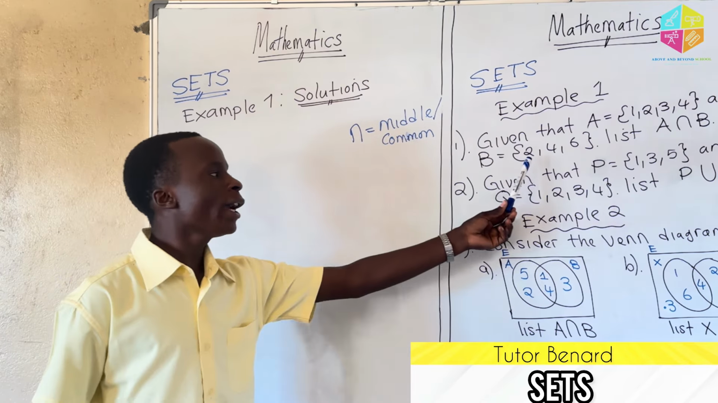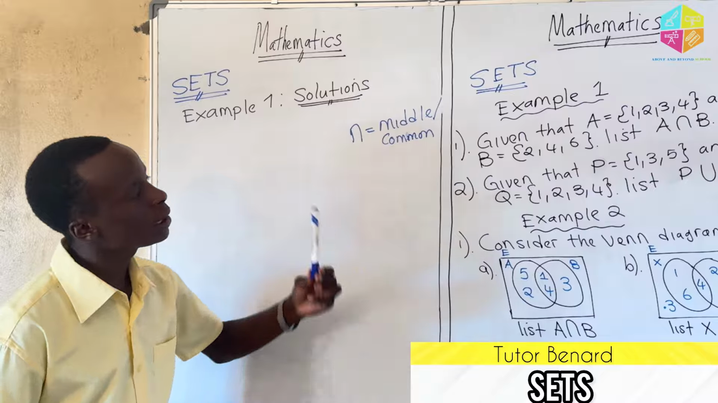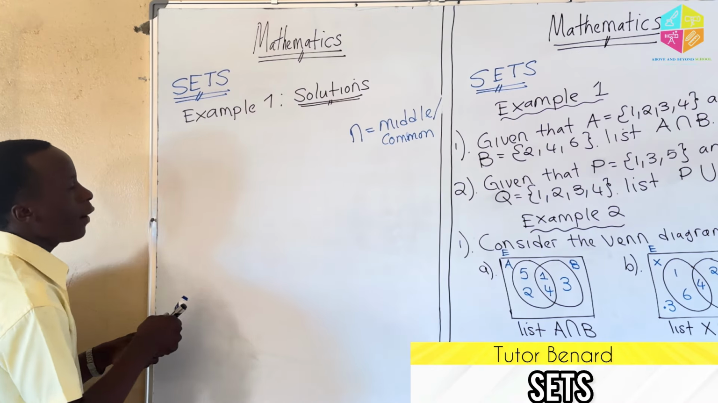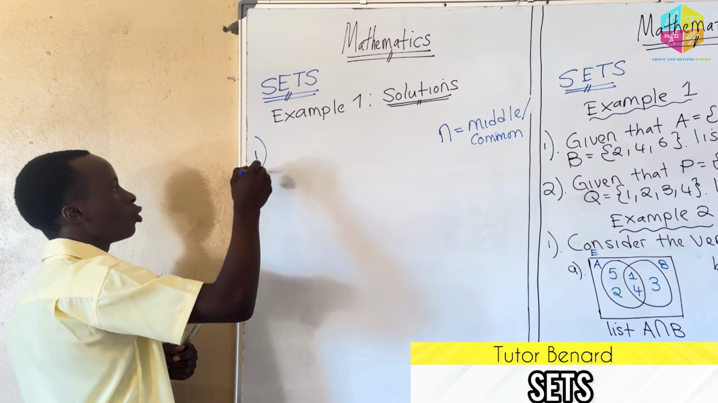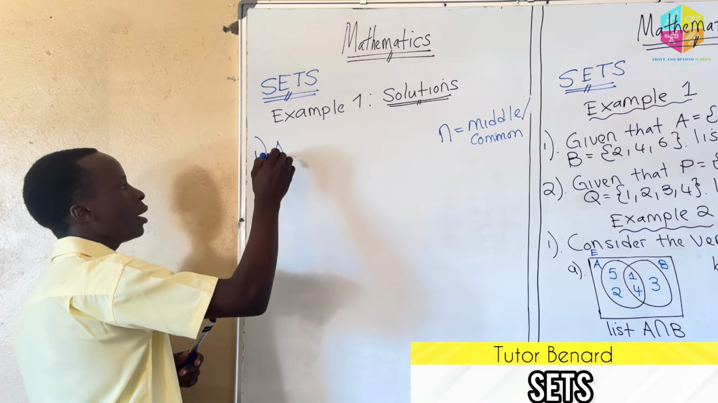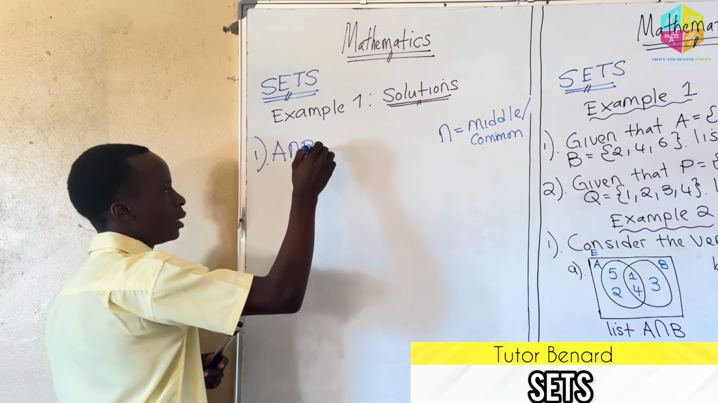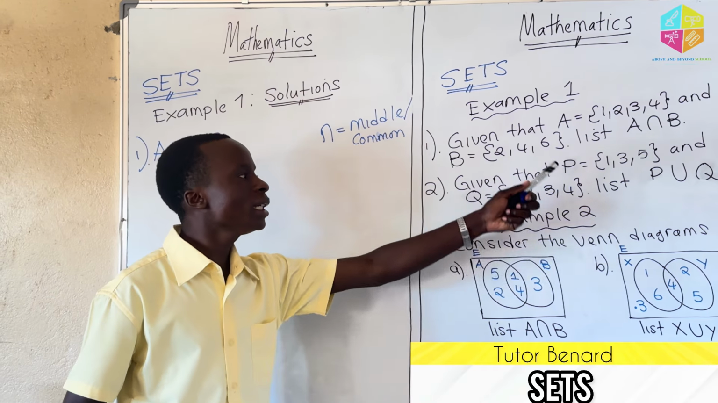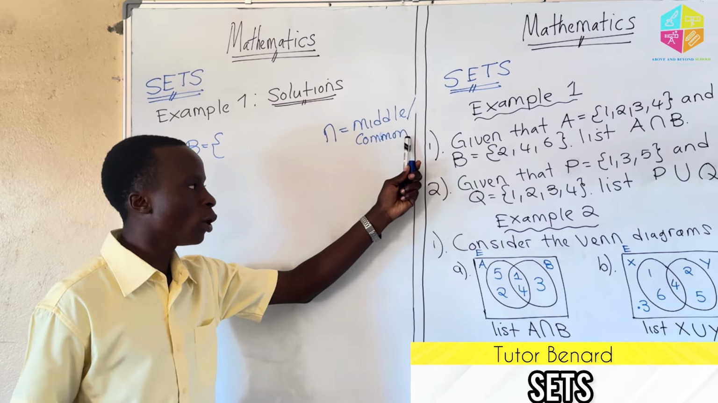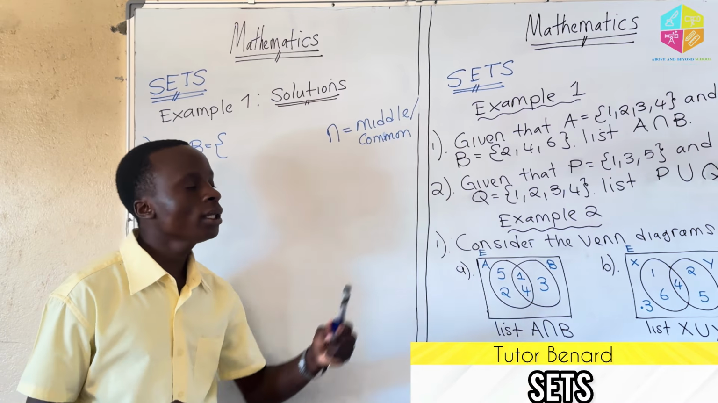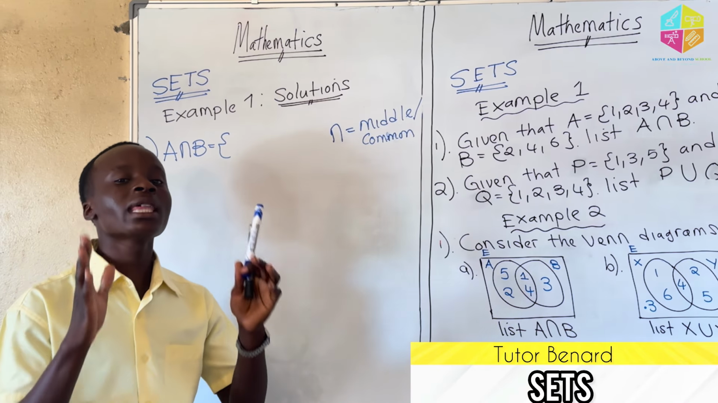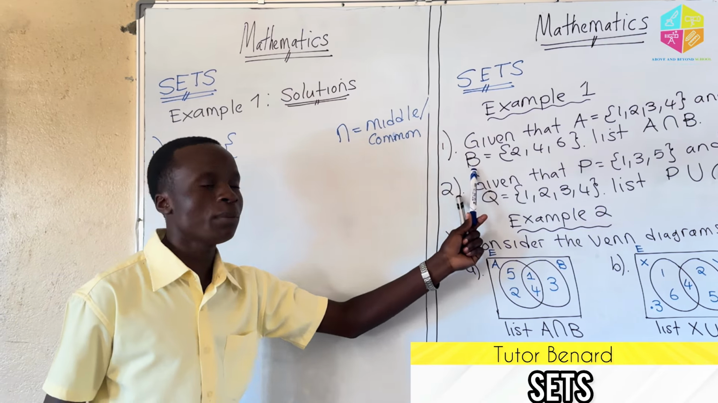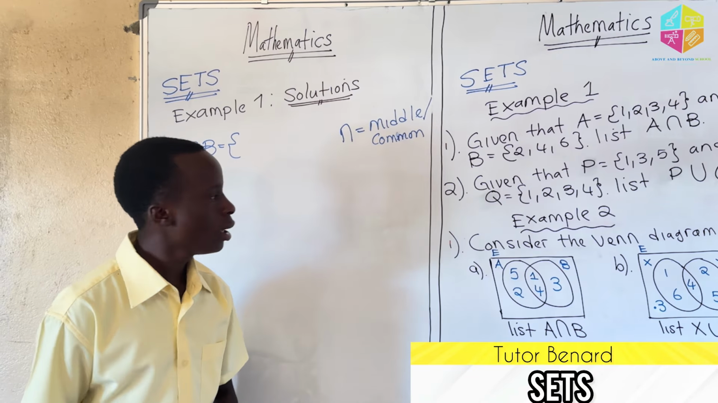So how do you find your final answer, or how can you list set A intersection B? Whenever you have a question like this, the word intersection means common. So what does the term common mean? The term common means the elements that are found in both set A and in set B. That is what we mean.